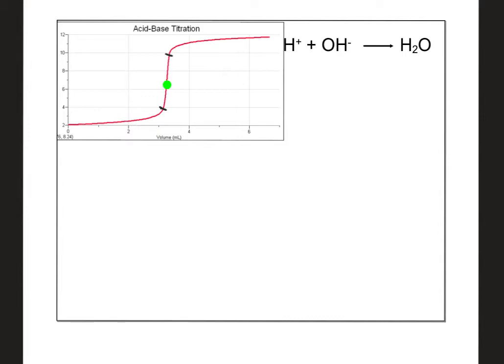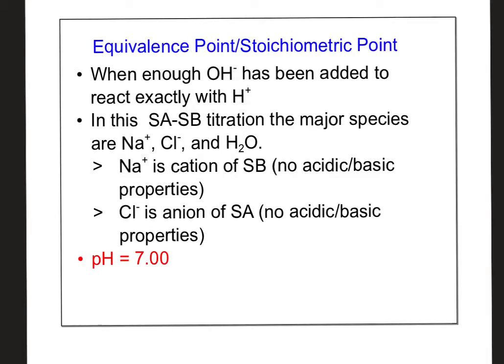Let's talk about it. The midpoint of that graph is called the equivalence point, or sometimes you'll see it called the stoichiometric point. This is when enough hydroxide has been added to react exactly with how much H+ is there. So they both react completely. In the strong acid, strong base titration, at the equivalence point, the only things present are Na+ from the sodium hydroxide, Cl- from the H+, and water.